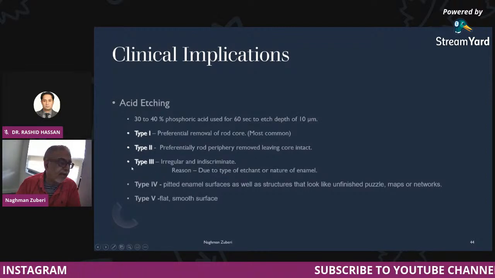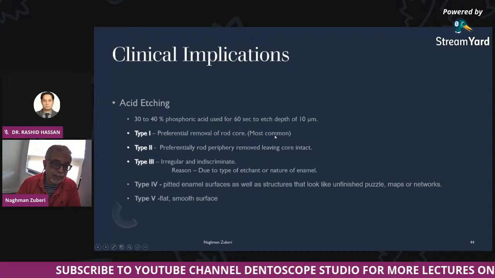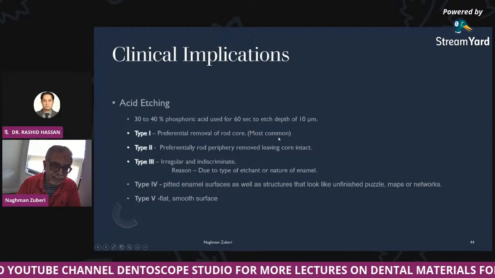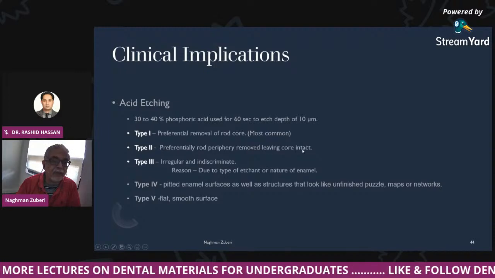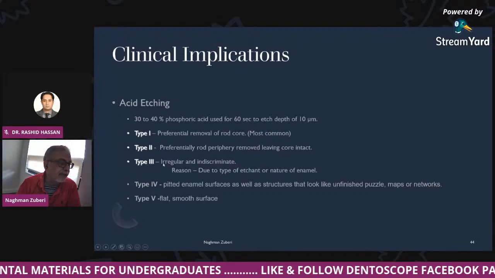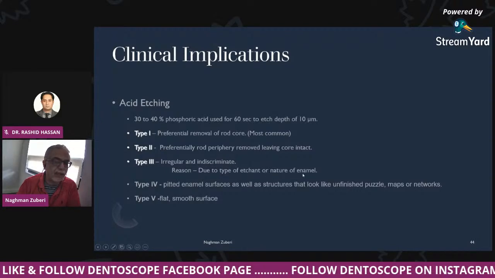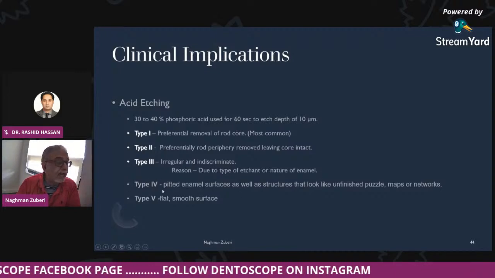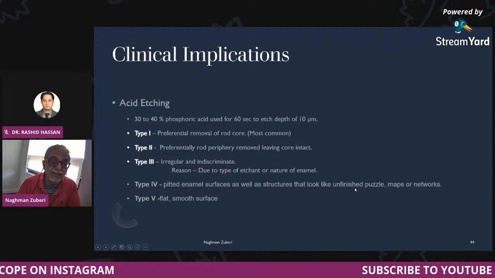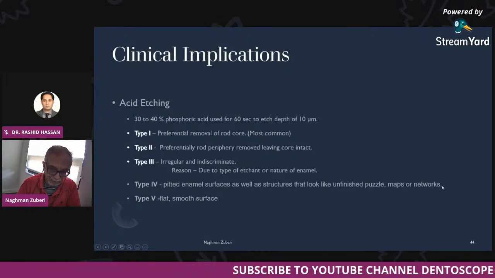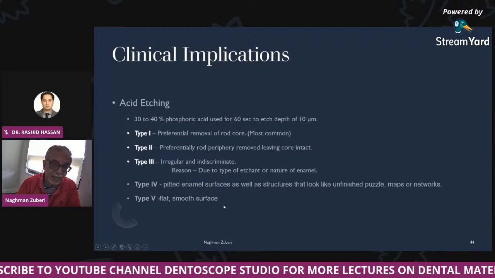That etching could be of any type. Type 1 is preferential removal of the rod core. It is the most common type of etching which you will see. Type 2, preferentially rod periphery removed, leaving the core intact. Type 3 will be irregular and indiscriminate. It is probably due to the type of etchant or nature of the enamel. Type 4, pitted enamel surfaces as well as structures that look like unfinished puzzle, maps or networks. And type 5, the etching has not been done.